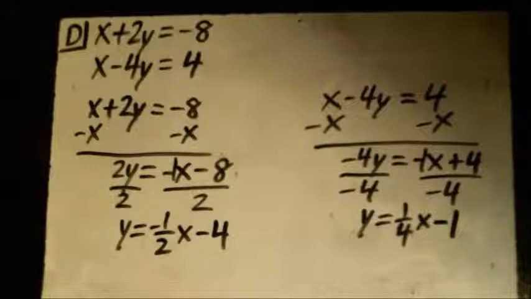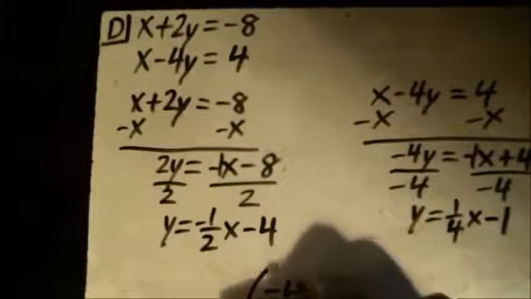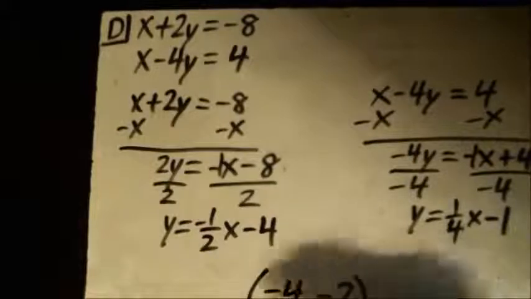And so now if I graph those, my first line was y equals negative 1/2 x minus 4, which means my y-intercept is at negative 4. And my slope is negative 1/2, so I'm going to go down 1, right 2. And my second line, y equals 1/4 x minus 1, my y-intercept is negative 1. And my slope is 1/4, which means I want to go up 1, right 4. Okay, so looking here, I can see that my two lines are intersecting right at that point, which is negative 4, negative 2. So my answer for D would be negative 4, negative 2.